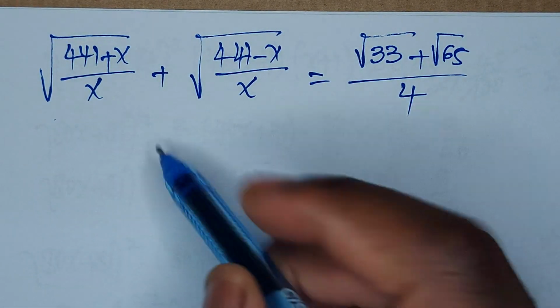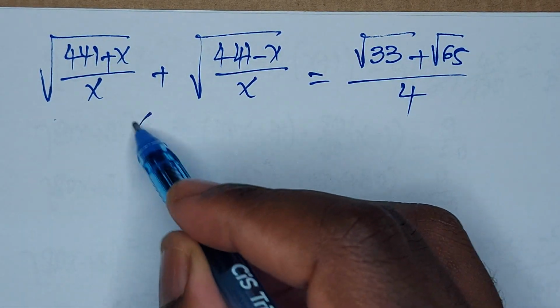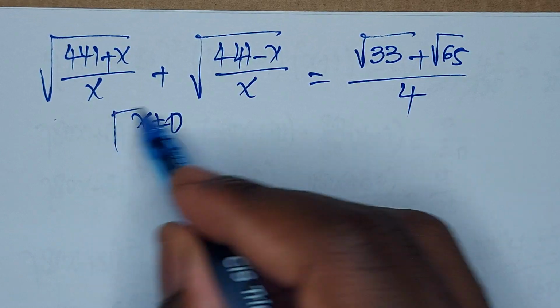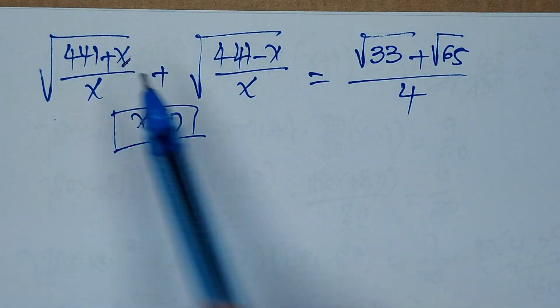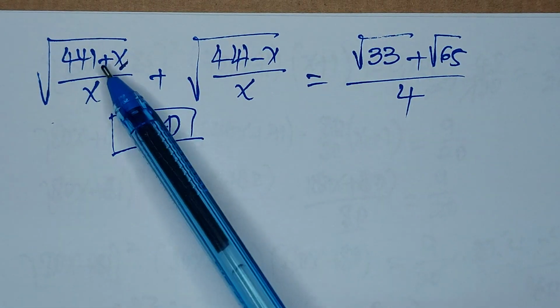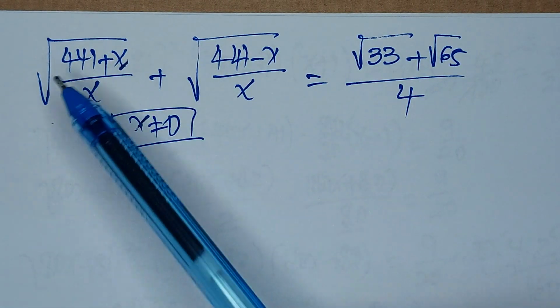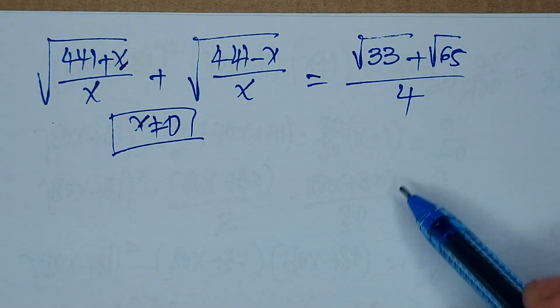Well, to start we have to admit first that x has to be different from 0, because we cannot divide by 0. And well, let us make some transformations. Okay, we're going to transform this one to simplify.